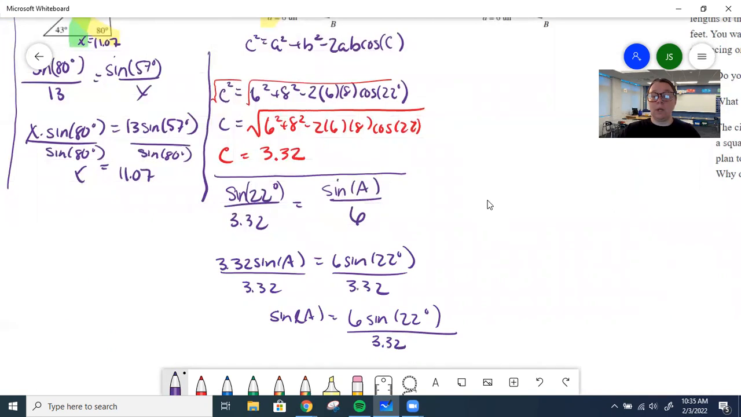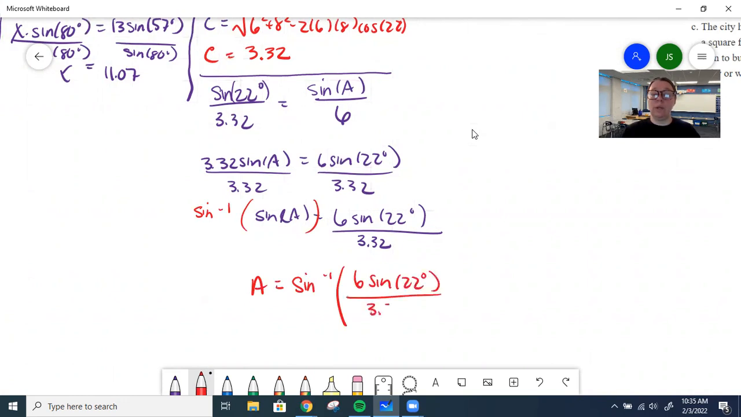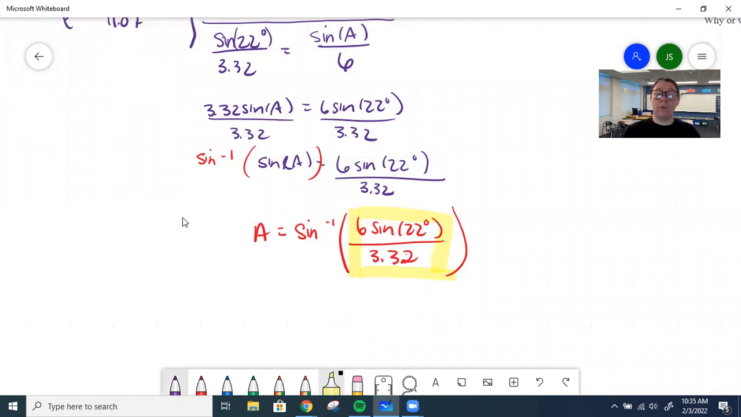I want to know what A is. I don't want to know what the sine of A is. So to get the sine of A, I have to take the inverse sine, right? The inverse sine of the sine of A just leaves me with A. Well, then that means over here, I have to take the inverse sine of this whole thing. You could put this into your calculator all in one step, or you can put just this into your calculator and then take the inverse sine of it. Okay, either way, you want to not be rounding as you go. You want your most accurate answer possible.